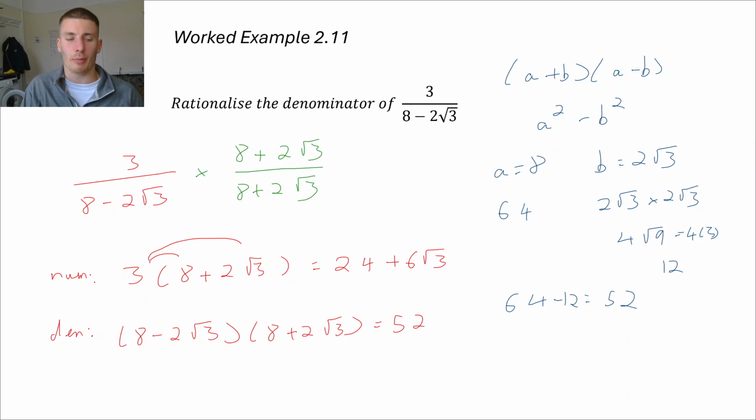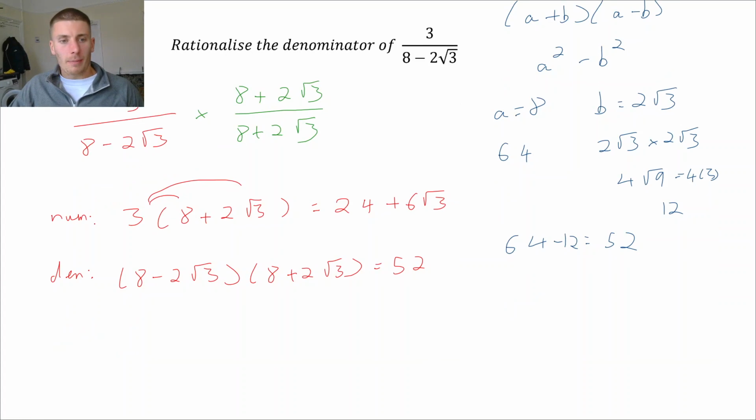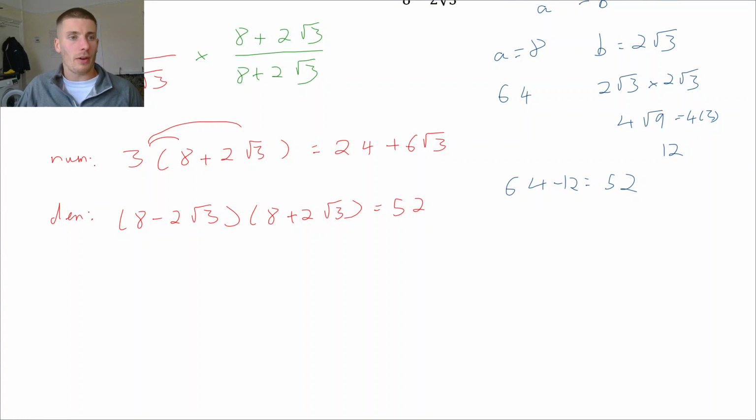You could have expanded the brackets using FOIL, this by this, this by this. You don't need to. If you can in maths, you've got to be crafty. You've got to save yourself time. Okay, good. So overall, on the numerator part, we got 24 plus 6 root 3, all being divided by 52.